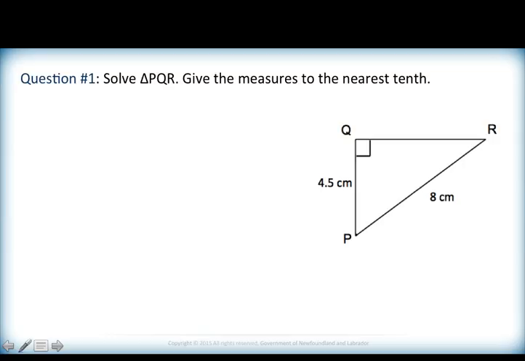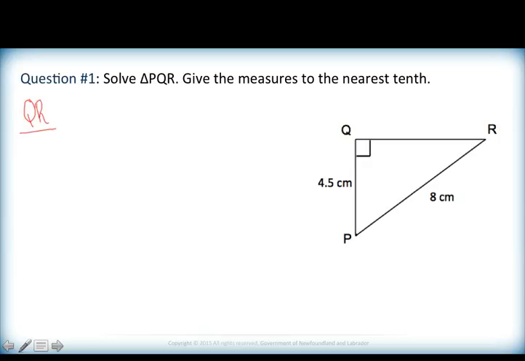Question 1. Solve triangle PQR. Give the measures to the nearest tenth. When we say solve a triangle, we are trying to solve for all sides and all angles. We are given QP is 4.5 centimeters and P to R is 8 centimeters. First of all, we're going to solve for side QR.